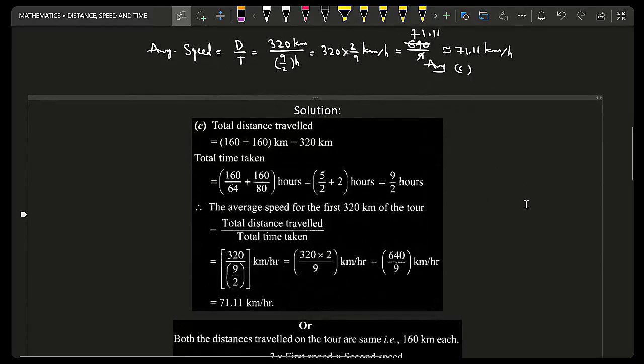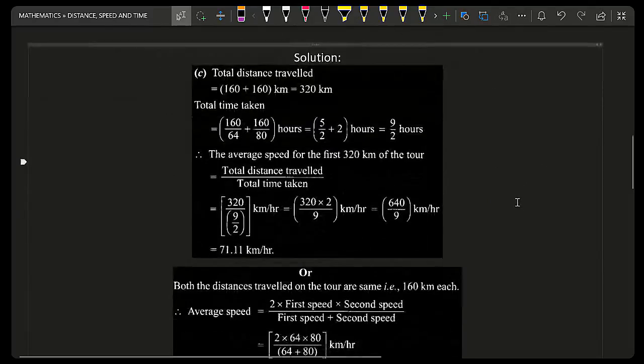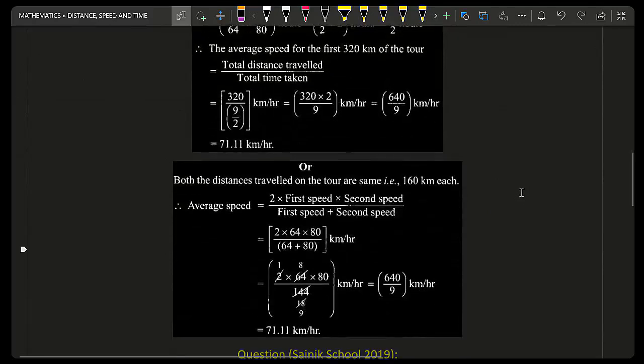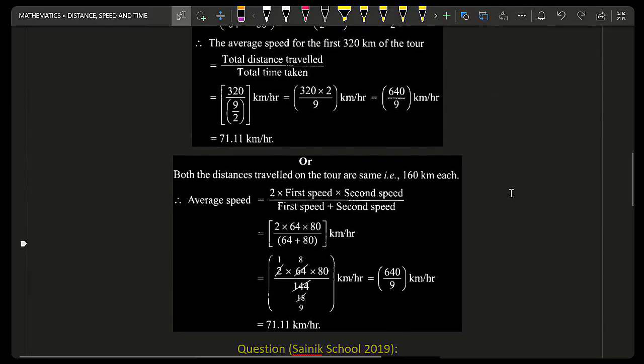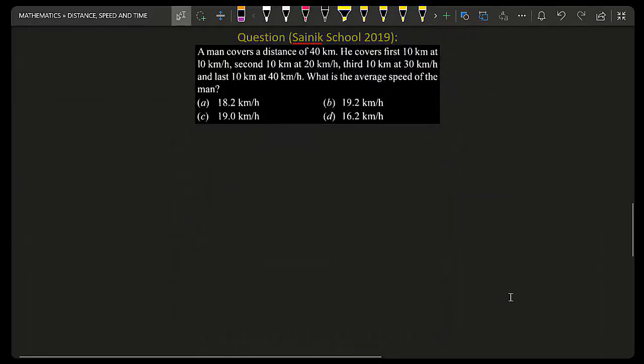So textual solution, first they did the standard method and then use the shortcut. Okay, shortcut is suggested. And here, this question came in 2019 exam.